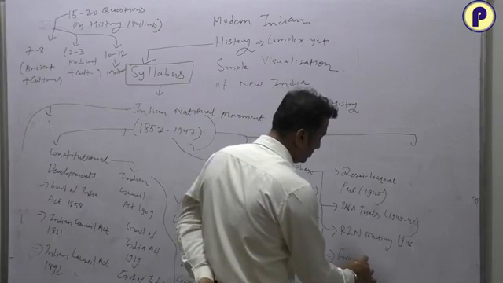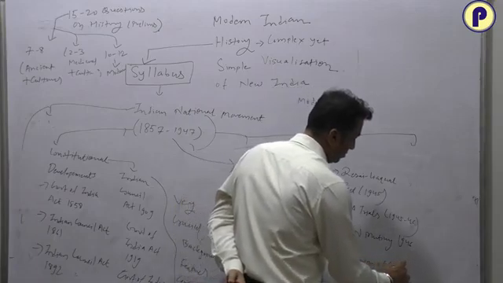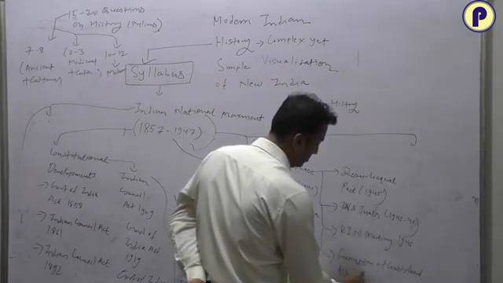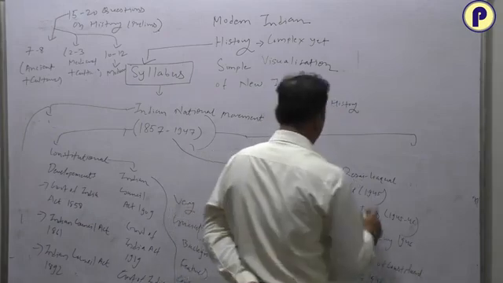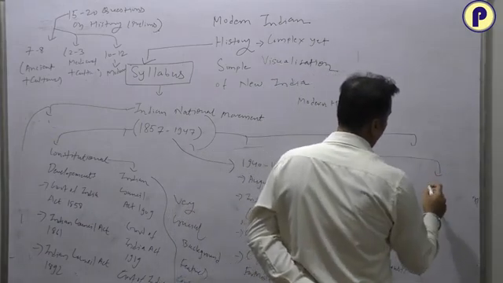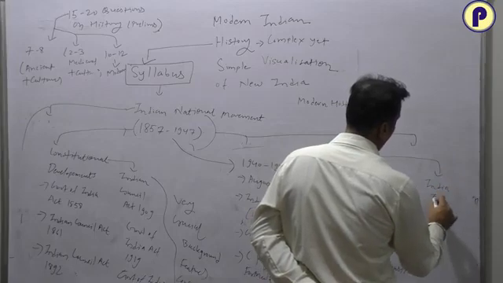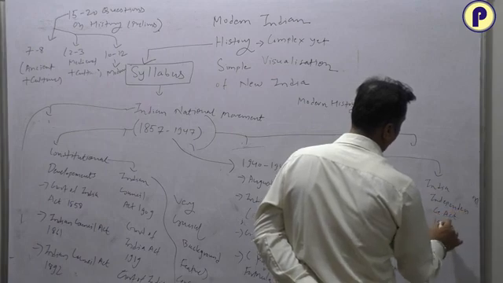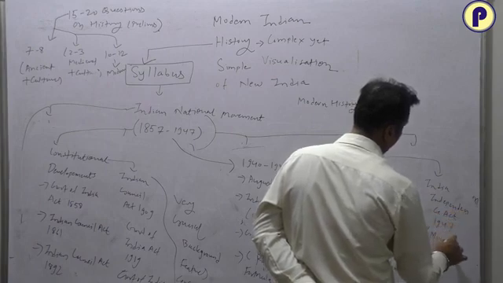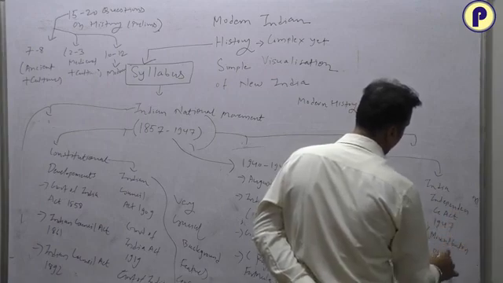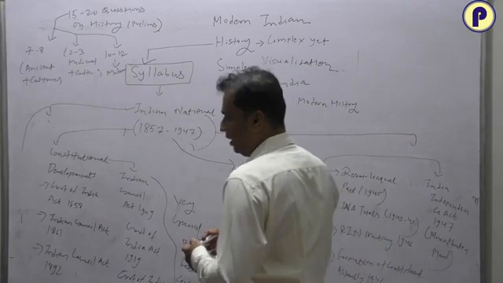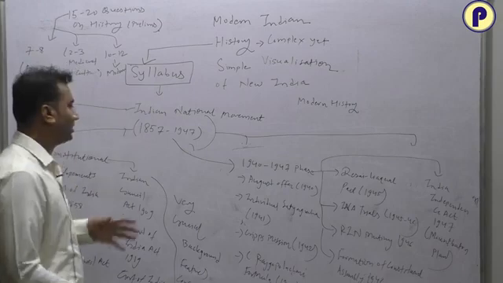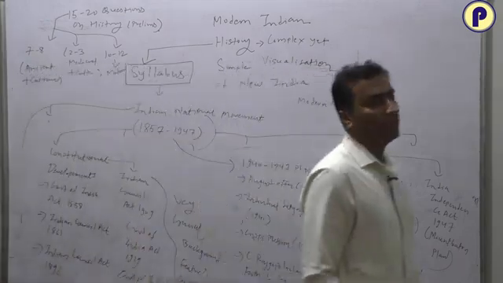Formation of Constituent Assembly, 1946, and finally India Independence Act, 1947, called the Mountbatten Plan. So these are the last aspects as far as the Indian national movement is concerned.